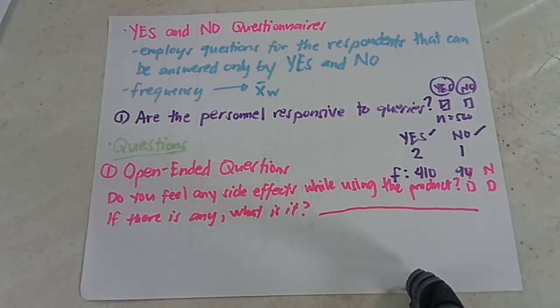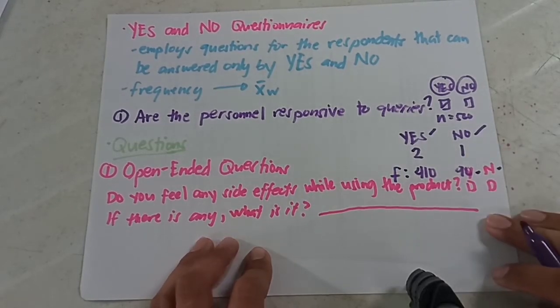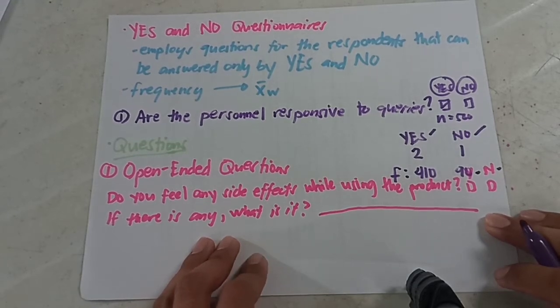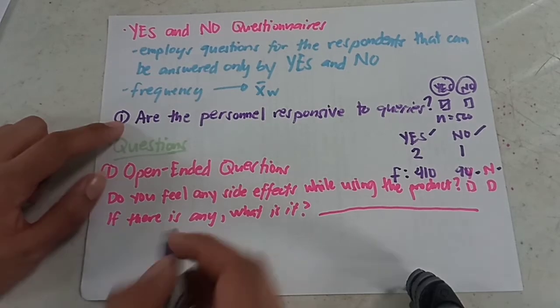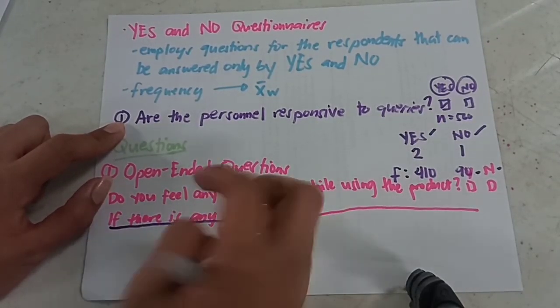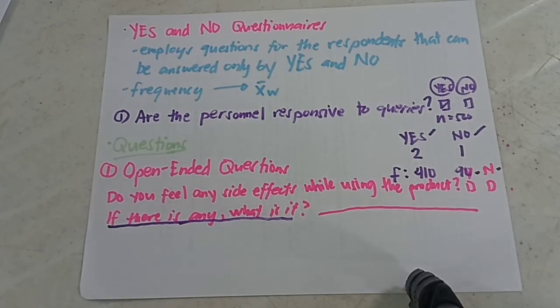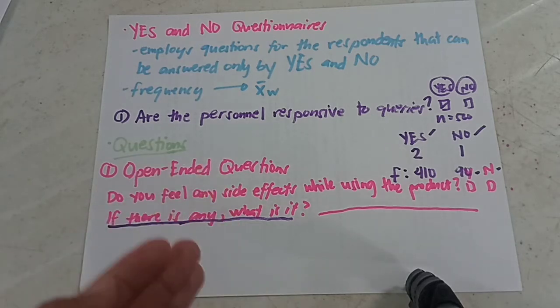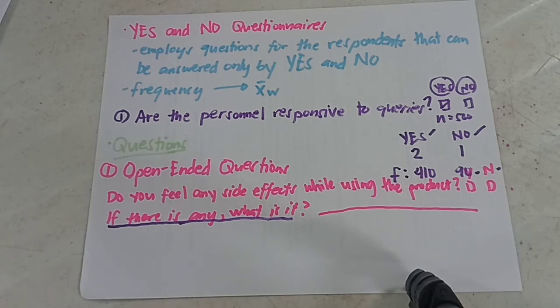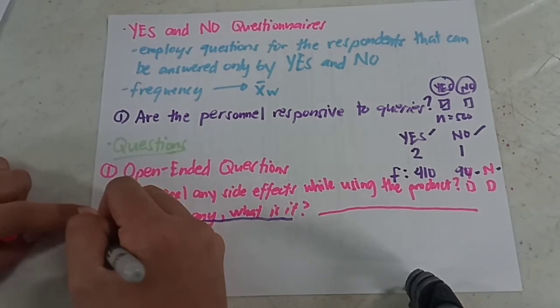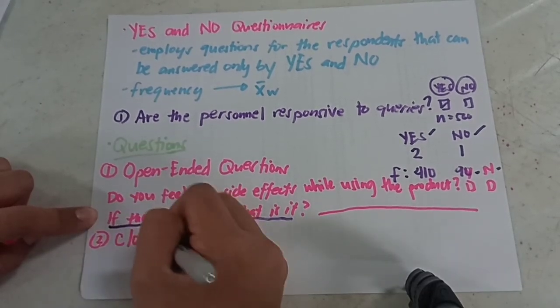So, based from our example, what are open-ended questions? Open-ended questions employ the use of yes and no questionnaires. However, these yes and no questionnaires are followed by what? They are followed by reasons or another answer that is not answerable by yes and no. So open-ended questions are questions that use the yes and no questionnaire, followed by another question that is answerable using reasons or other answers. So those are open-ended questions.